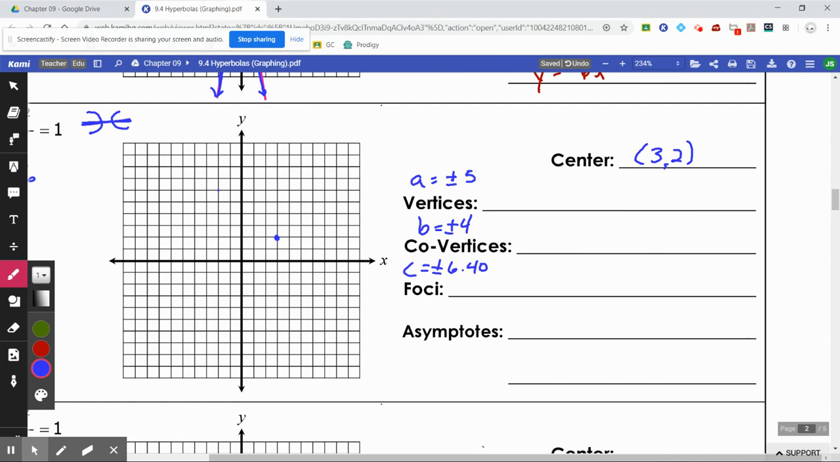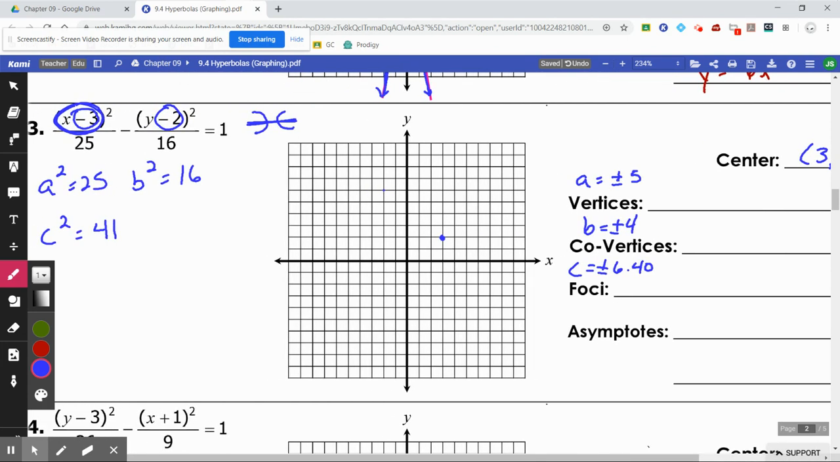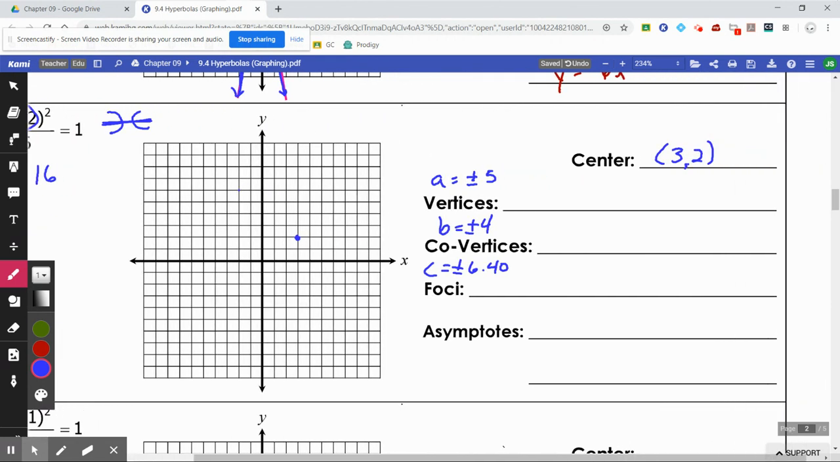Okay, we're going to go, again, since the transverse axis, that's where my vertex is located. I'm going to go left and right from this dot. So I'm going to go left 5, and I'm going to go right 1, 2, 3, 4, 5. And that's going to be my dots for my vertex. Since I went left 5 and right 5, let's actually get the vertices here. Right 5 would be 8, 2. Left 5 would be -2, 2.